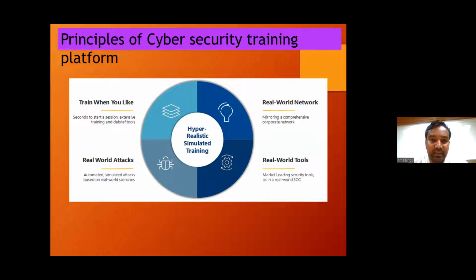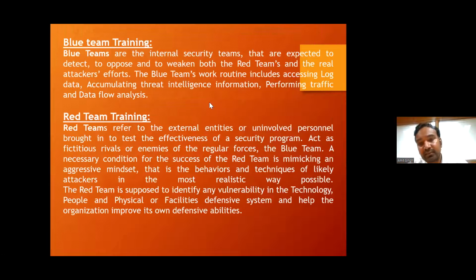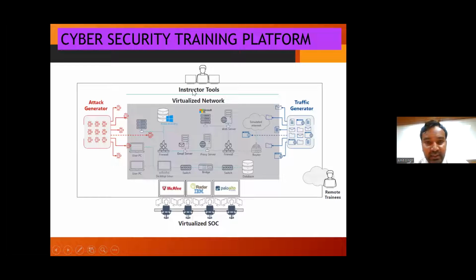Let's go to the architecture first. It has a virtualized network. In this network, they create a virtual room. In that room, they will have a virtual firewall, virtual email server, and virtual proxy server, and they will create a dummy network in which there will be routers, switches, and everything. In that dummy network, you can practice defending against attacks. You can see how attacks are happening.